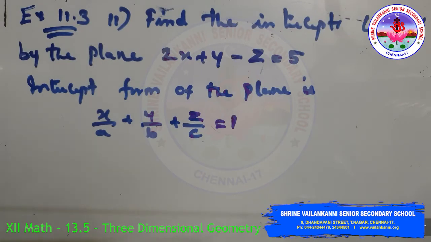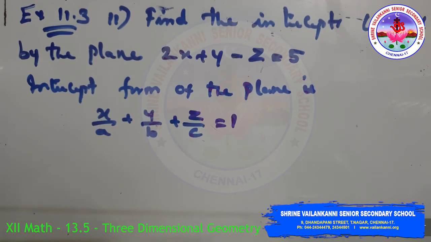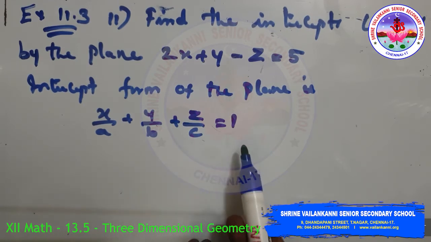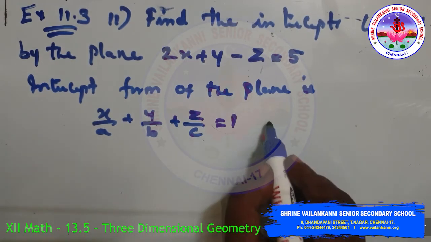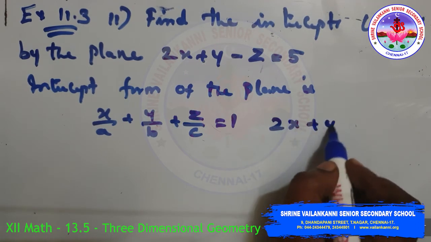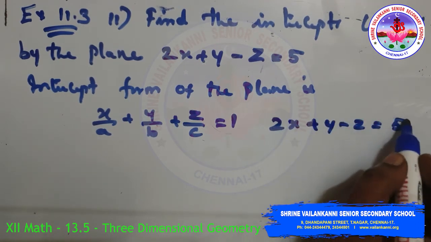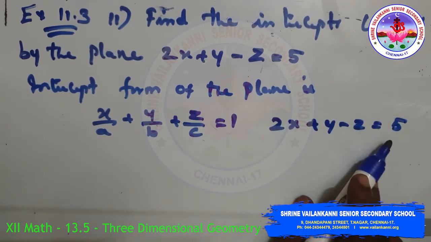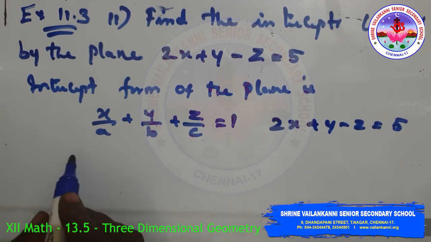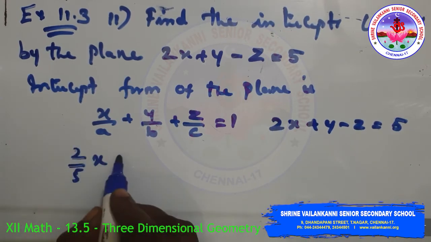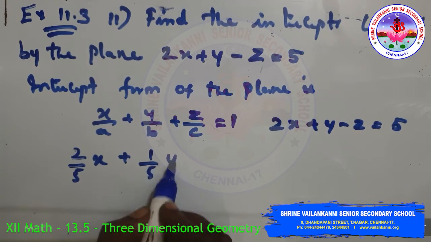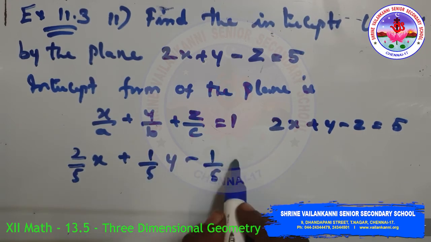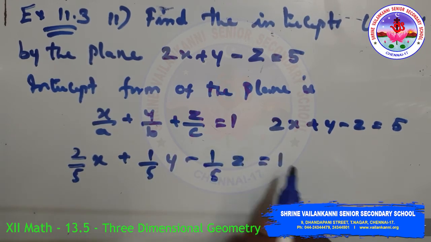Exercise 11.3, 7th question. Find the intercepts cut off by the plane 2x + y - z equal to 5. We know that the intercept form of the plane is x by a plus y by b plus z by c equal to 1. And the given plane is 2x + y - z equal to 5. Dividing the whole equation by 5, we get 2 by 5 of x plus 1 by 5 of y minus 1 by 5 of z, equal to 1.